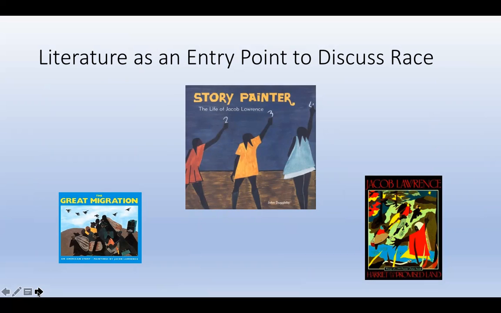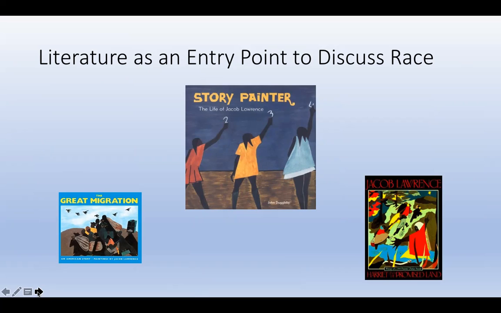He paints series of paintings that tell a story. And so you can see here, there's a book from his paintings about the Great Migration of the Black Americans from the South to the North. Similarly, Story Painter is a story about Jacob Lawrence. And then the one on the right is hard to see, but this is a book about Harriet Tubman.